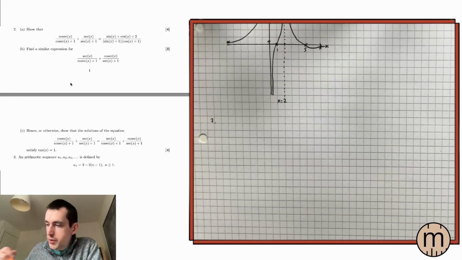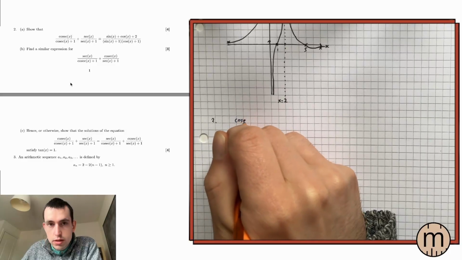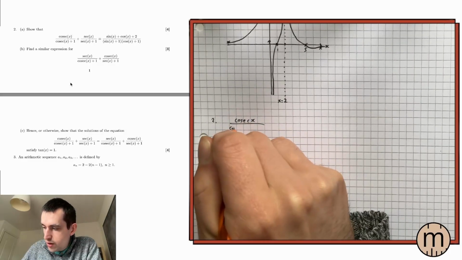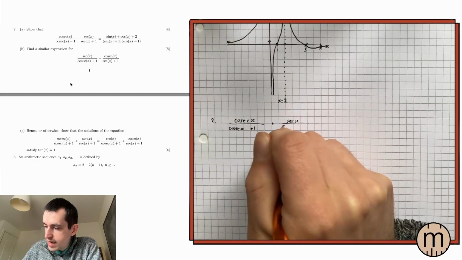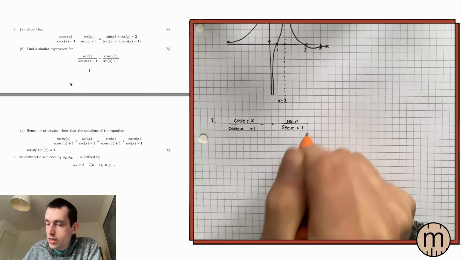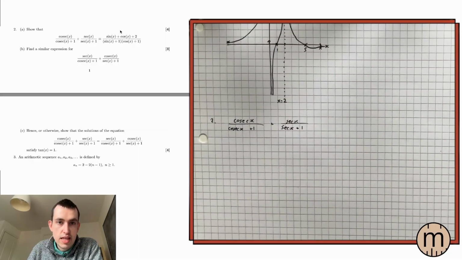All right, question 2 is a bit of trig. We've got cosec x over cosec x plus 1, plus sec x over sec x plus 1, and we need to show it's equivalent to this monstrosity written on the right-hand side.